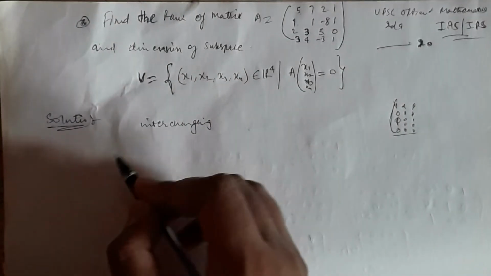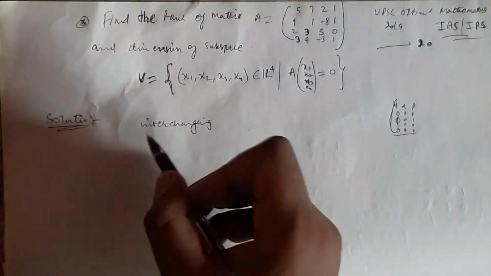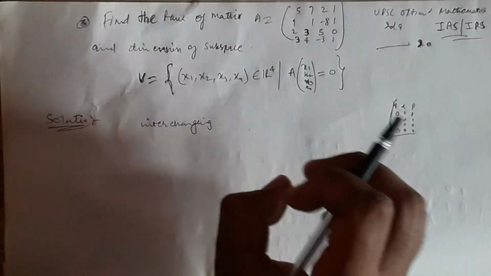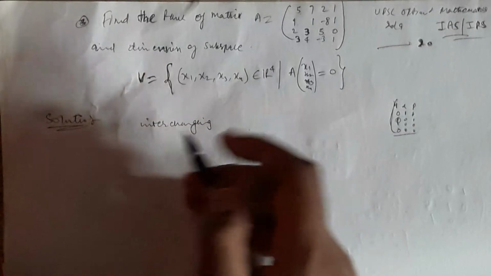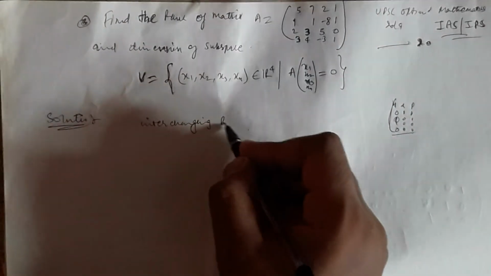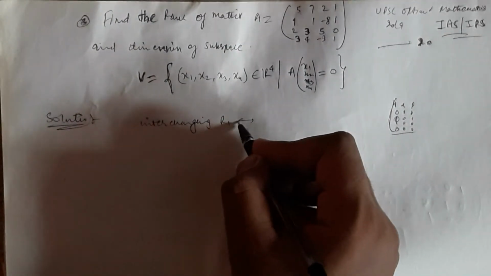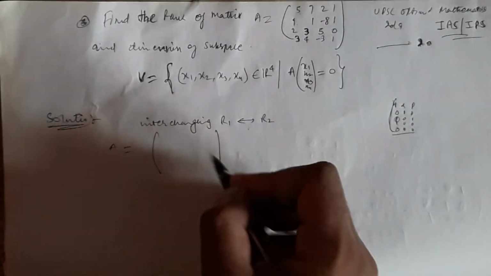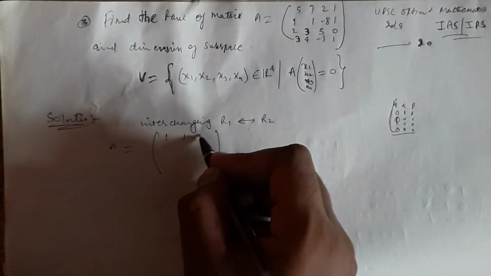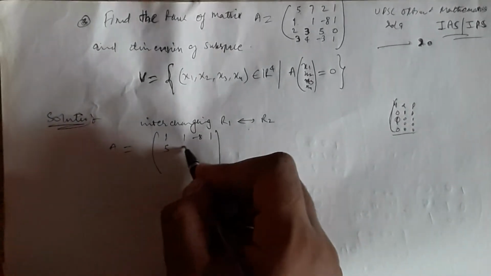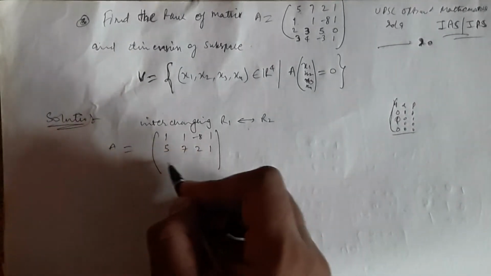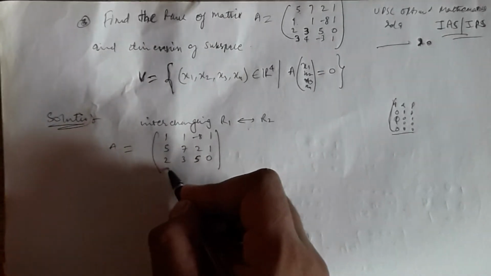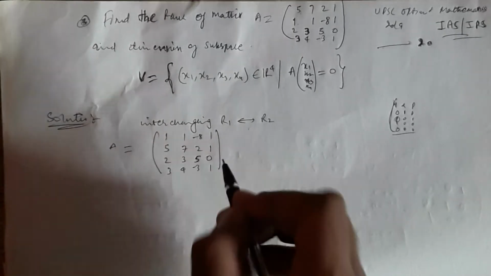In the exam, first you have to write the matrix A. Here I am taking a shortcut; you understand as a student of UPSC. Interchanging R1 and R2 gives me the matrix in this form: 1 1 -8 1, 5 7 2 1, and row 3 remains as it is, row 4 also remains as it is.